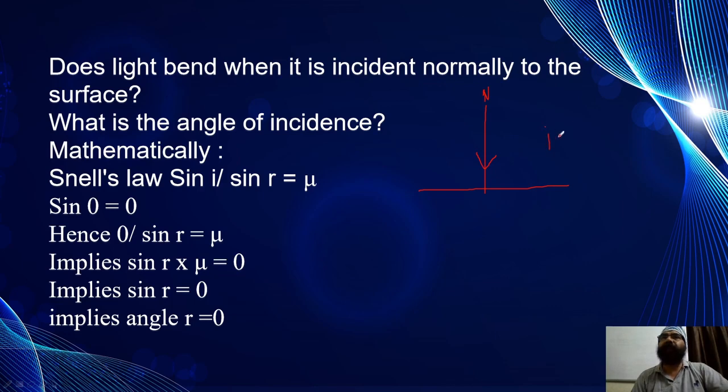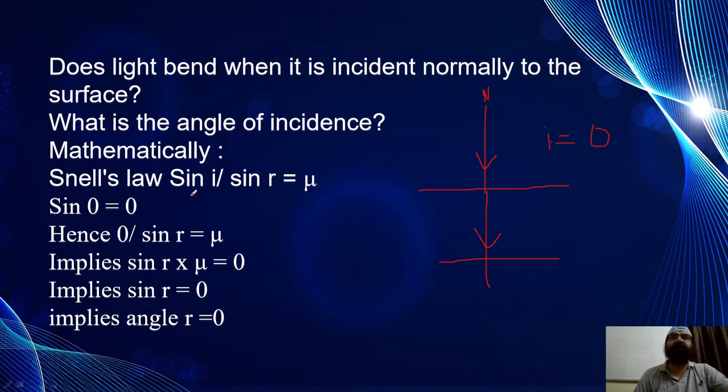Okay, so angle of incidence is equal to 0 degree. So what will happen in this case? Will the ray bend? No, it passes undeviated. It goes straight like this. It does not show refraction. So the question arises, why does it not show? Okay, so we'll prove that mathematically.